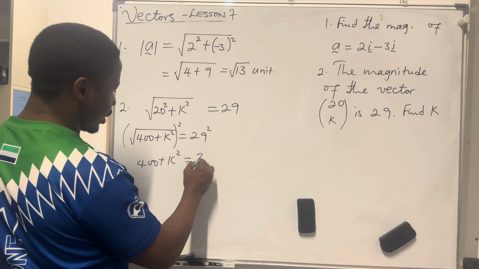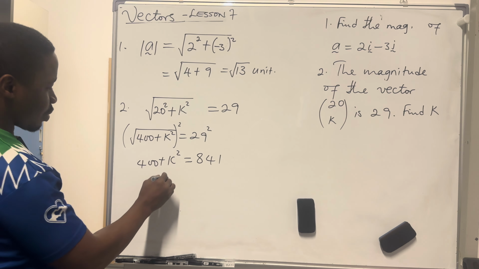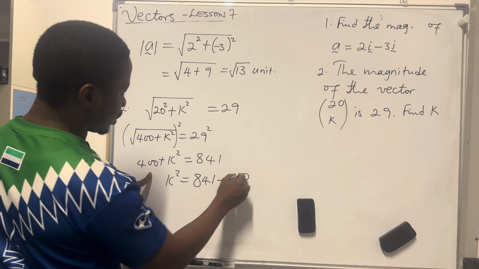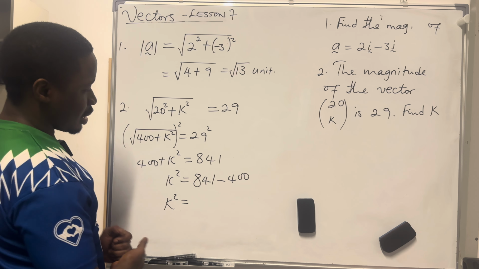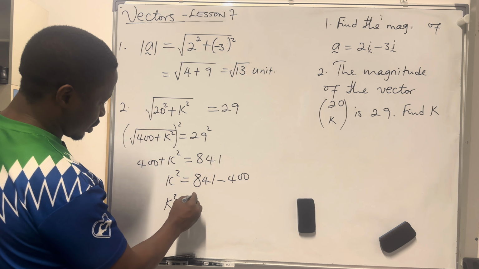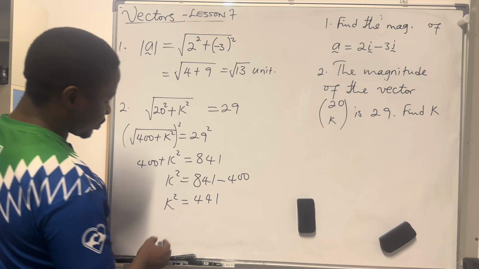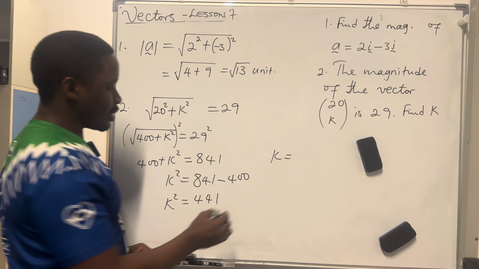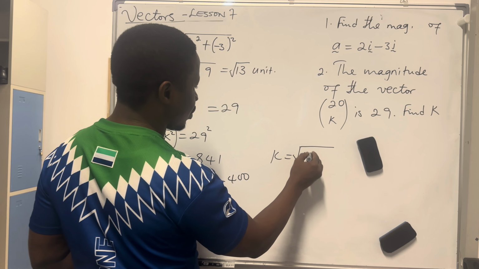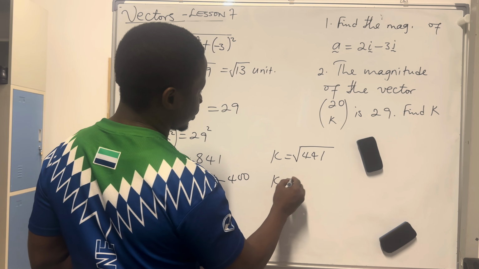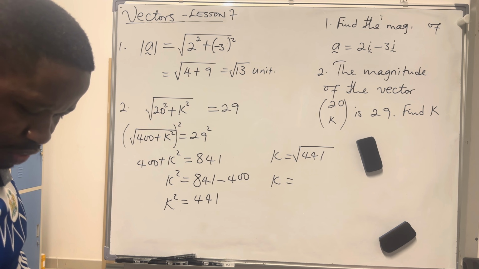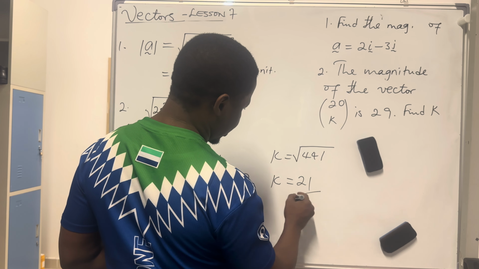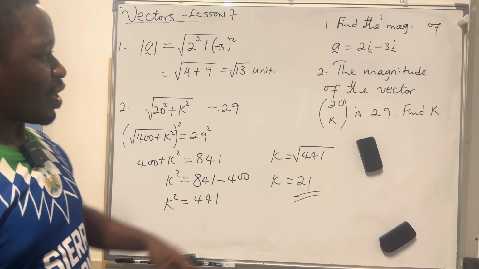So 841. Now k squared is 841 minus 400. So k squared is 841 minus 400, which is what? 441. And what is the square root? We ignore the square and take the square root on the other side. 441. So that will give us 20 what? 21. So this is the value of k when the magnitude is given.